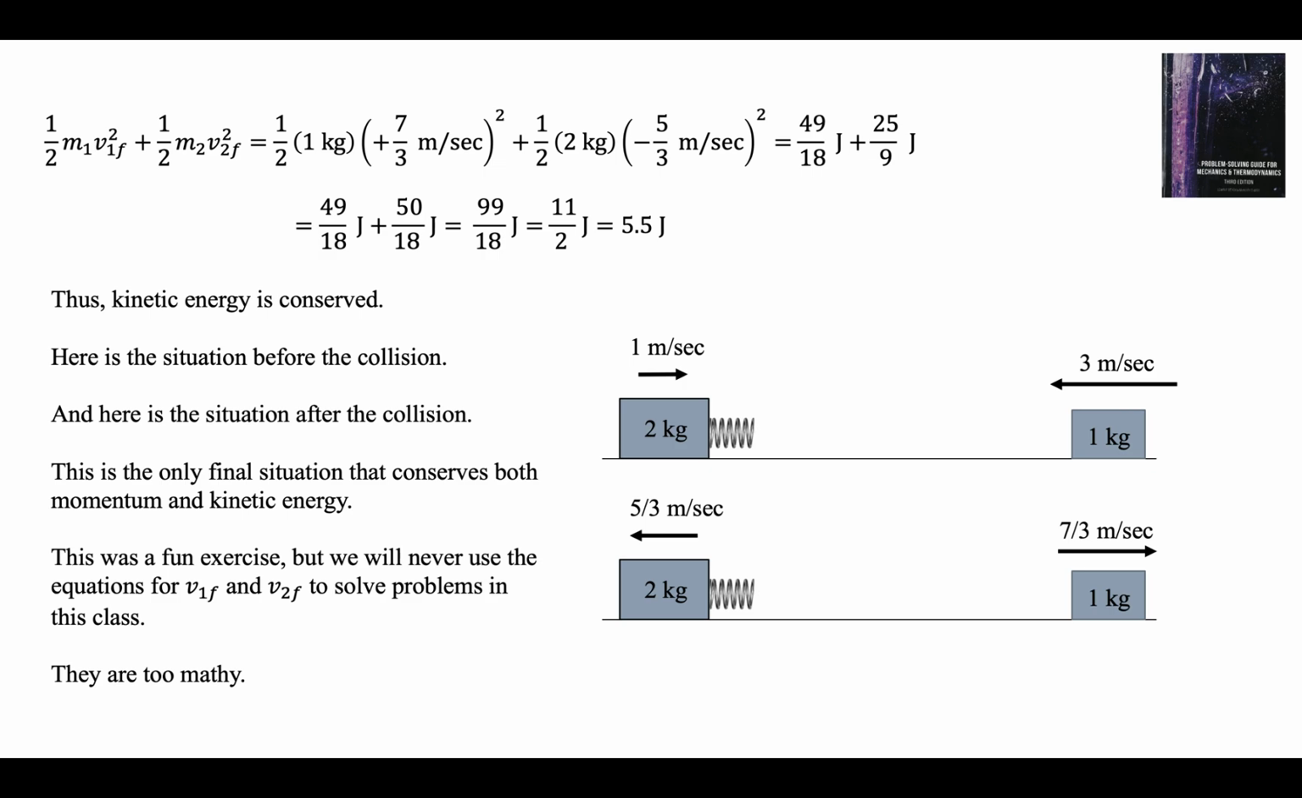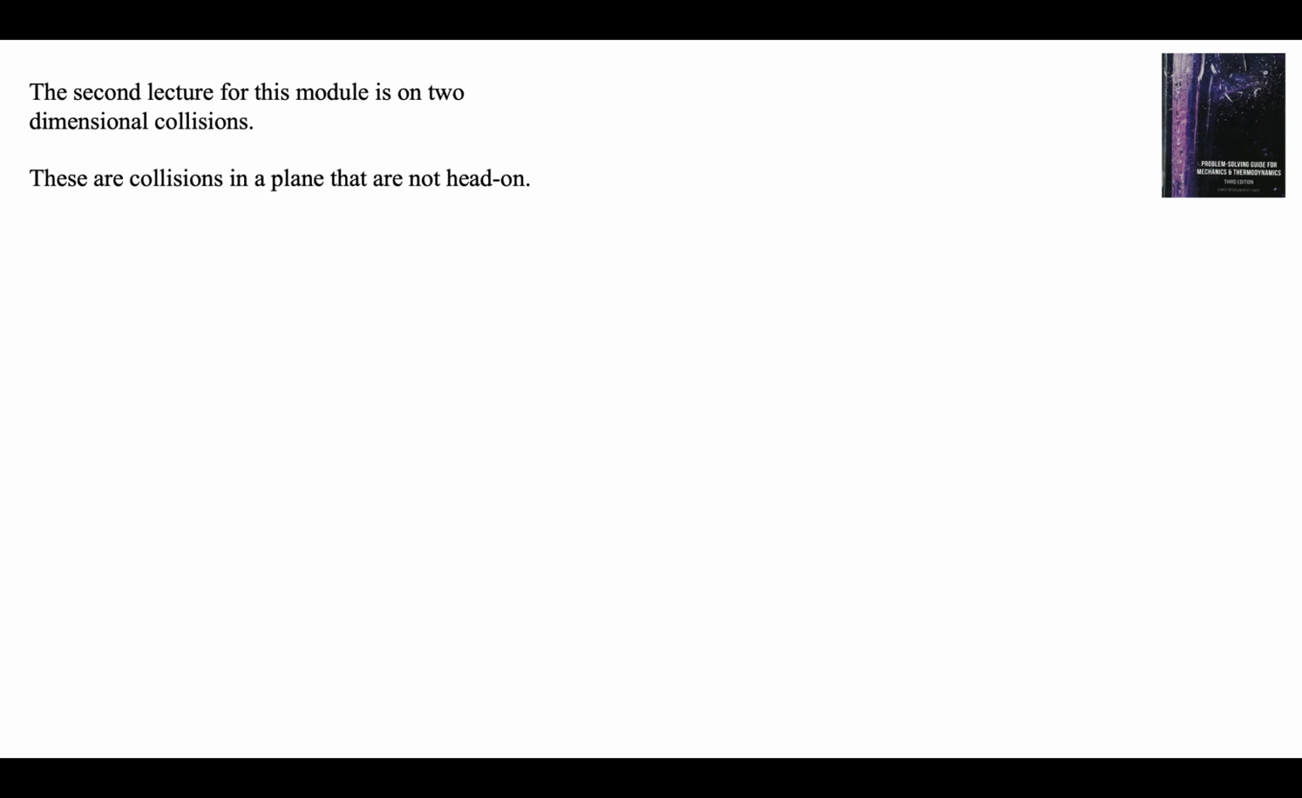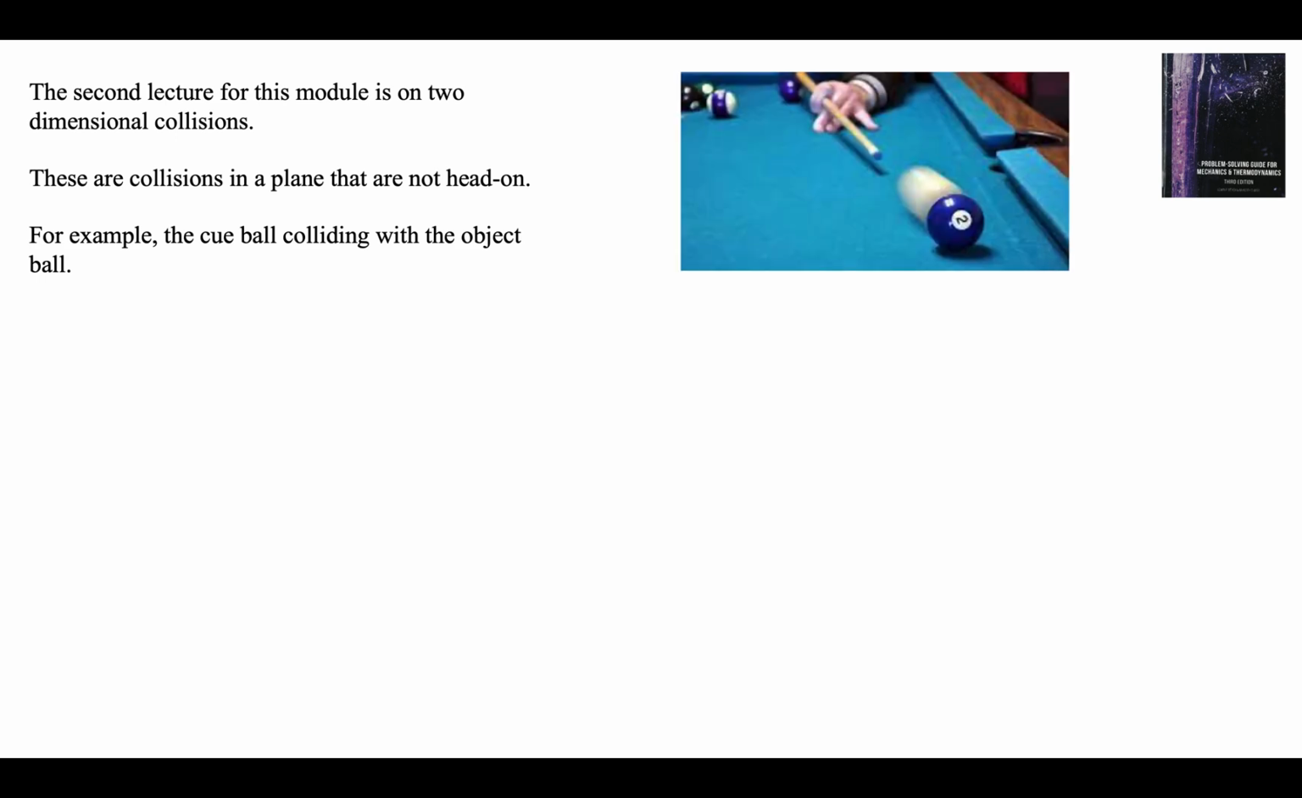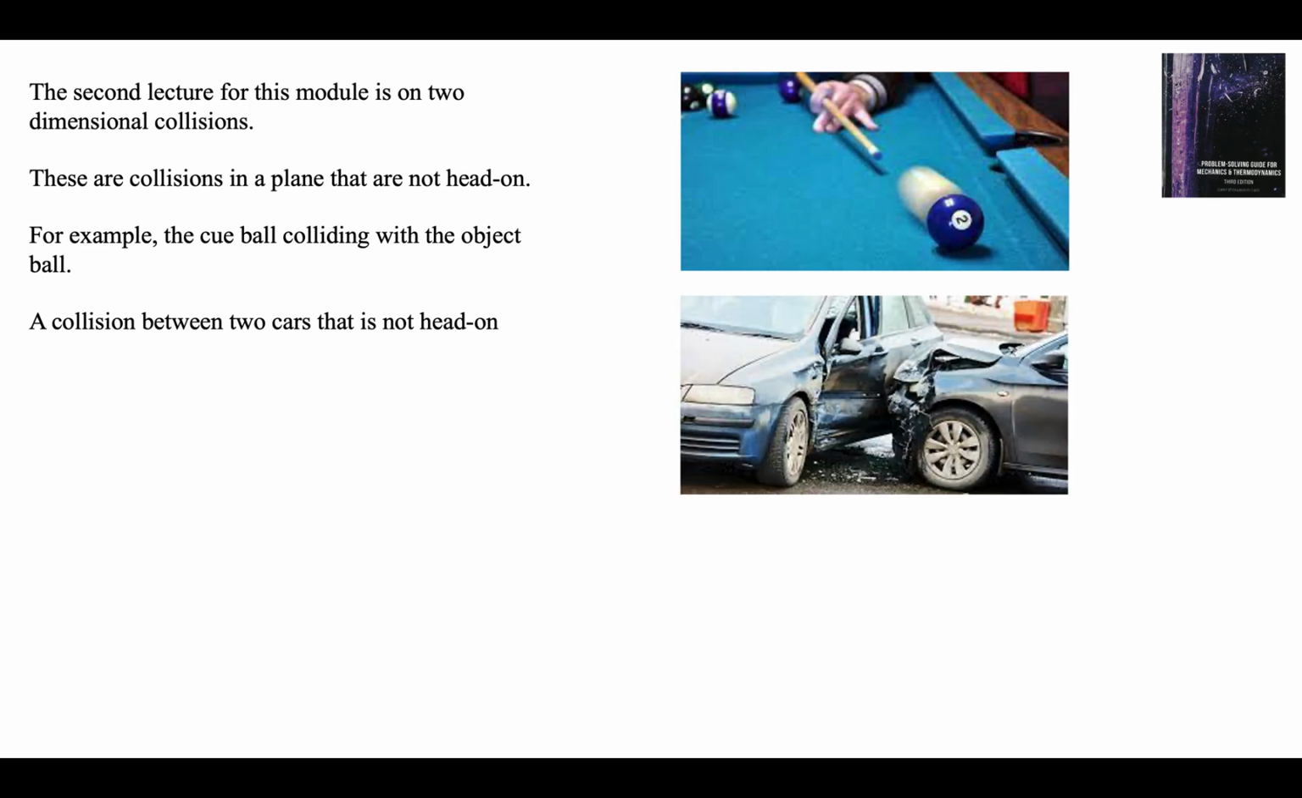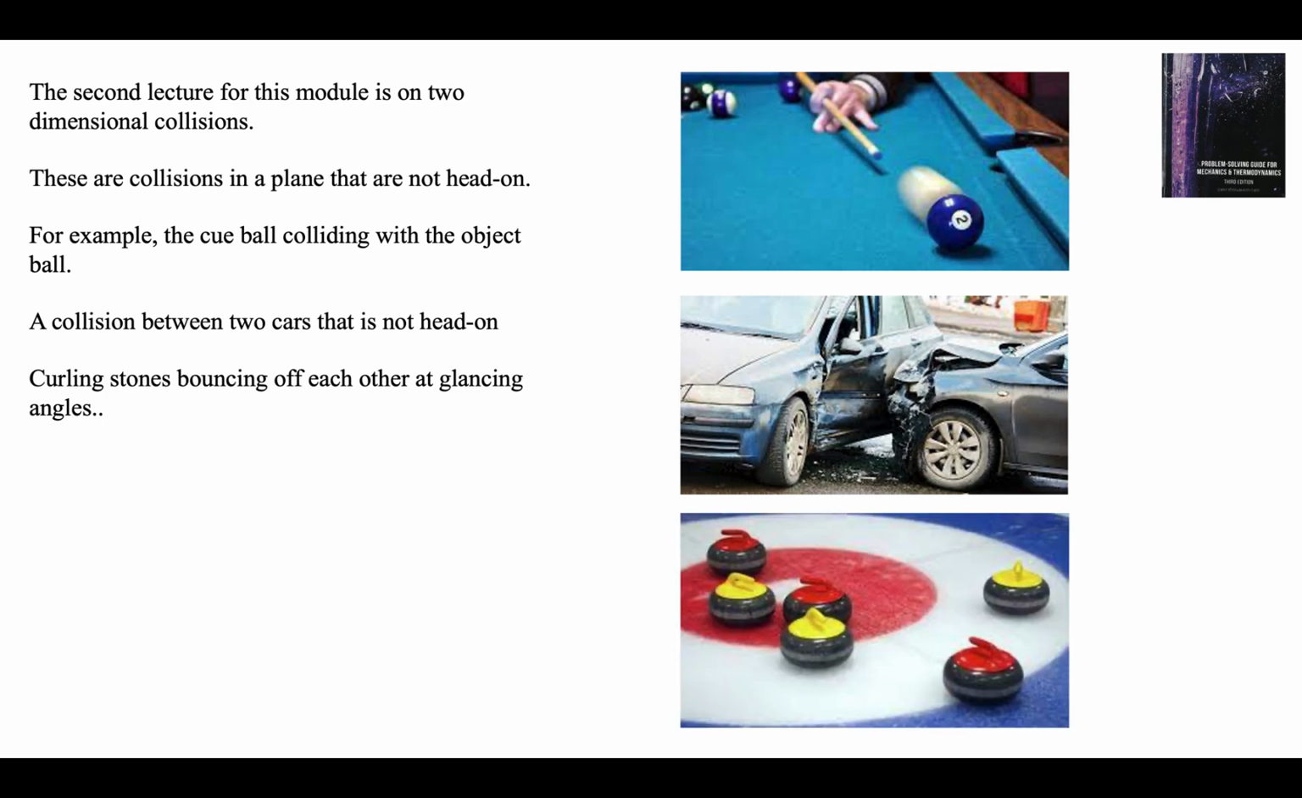Ready for lecture 2? Lecture 2 is on two-dimensional collisions. Collisions in a plane that are not head-on, not in a line. So a cue ball in general colliding with the object ball. A collision between two cars that's not head-on. There's a T-bone collision. Curling stones bouncing off each other at glancing angles. And ricocheting.